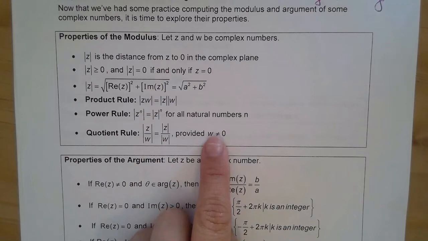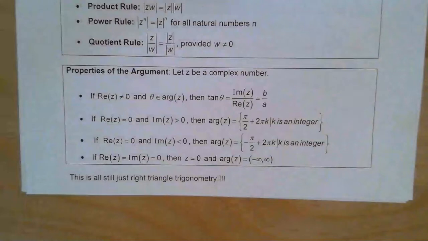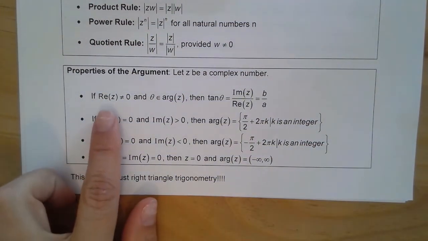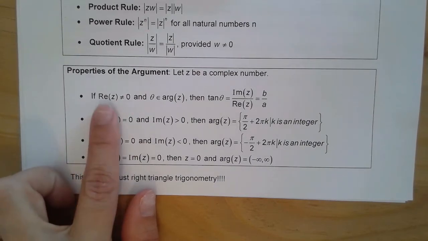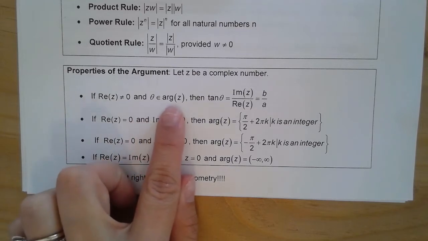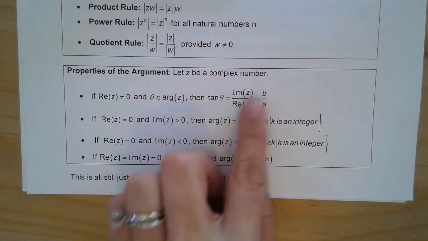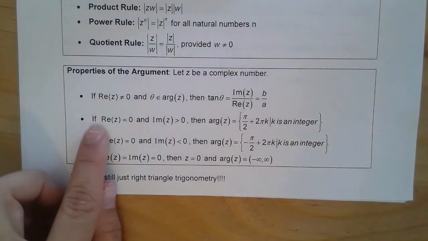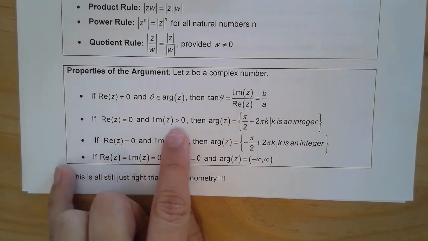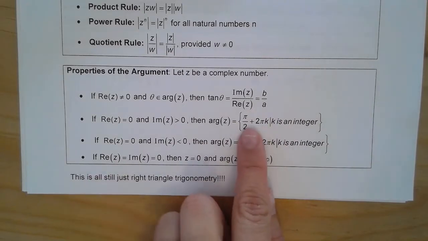But of course, w in this case cannot be 0 because we can't divide by 0. So let's look at the argument. If the real part is not equal to 0 and theta is in the argument, then tangent is the imaginary over the real, which makes sense because it's b over a. If the real is 0 and the imaginary is greater than 0, then the argument is pi over 2 plus 2 pi k.